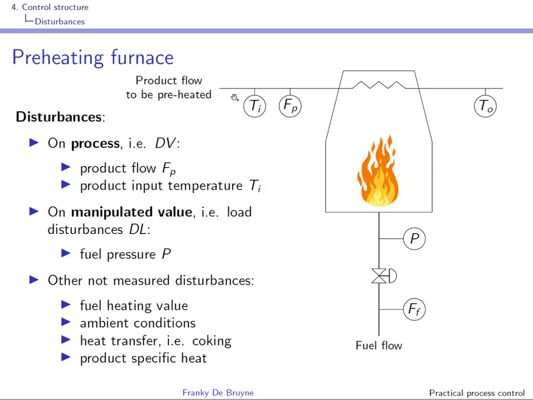And finally, the product specific heat could be changing, right? The product specific heat is the amount of joules that you have to use to increase the temperature of 1 kilo of the product by 1 degree Celsius. If this product specific heat is changing, this will also affect the output temperature. The main difference between these last 4 disturbances and the other disturbances is that these disturbances are very slow with respect to the main time constants of the process, so that they can easily be rejected using feedback.